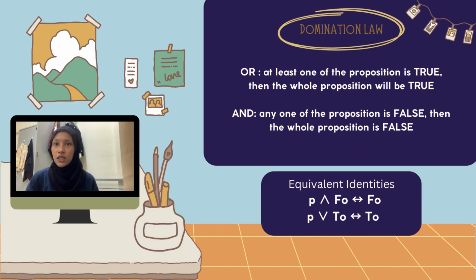Next is domination law. In the disjunction operator, we need at least one true, then the whole proposition will be true. While in the conjunction operator, we need at least one false, then the whole proposition will be false. For the equivalent identities, P or tautology is equivalent to tautology, while P and contradiction is equivalent to contradiction.